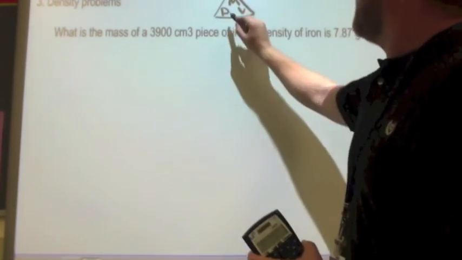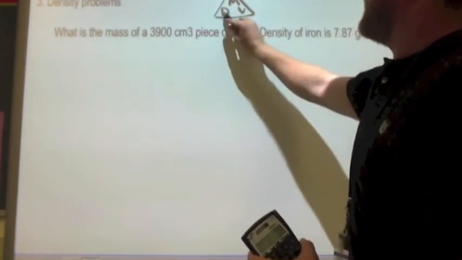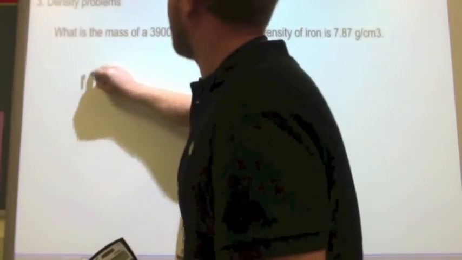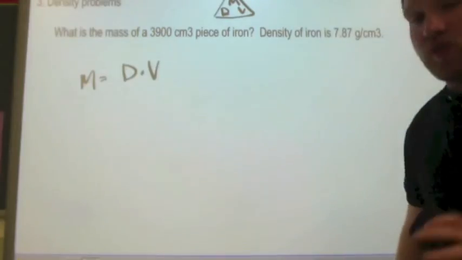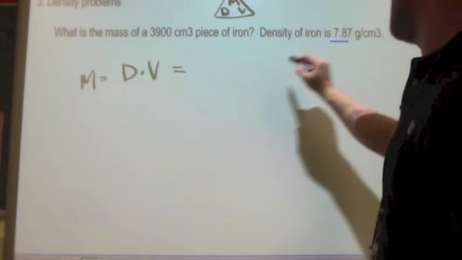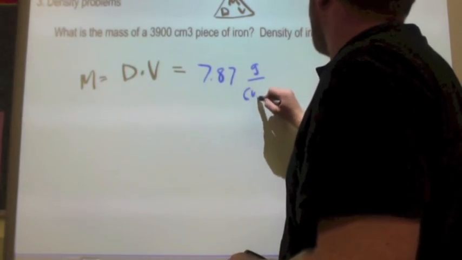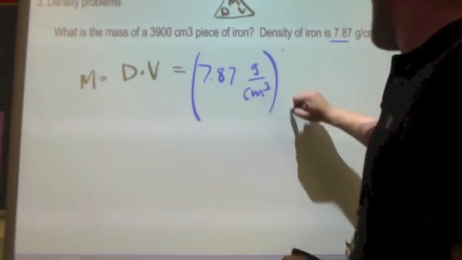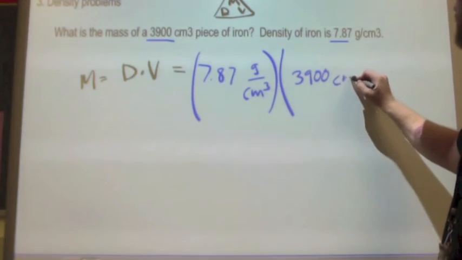DMV. Mass equals, cover mass, density times volume. And we're going to double check that with the units. So that's going to equal my density, which is 7.87 grams per centimeter cubed, times my volume, 3,900 centimeters cubed.